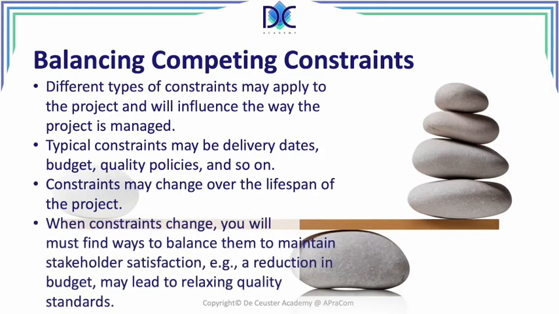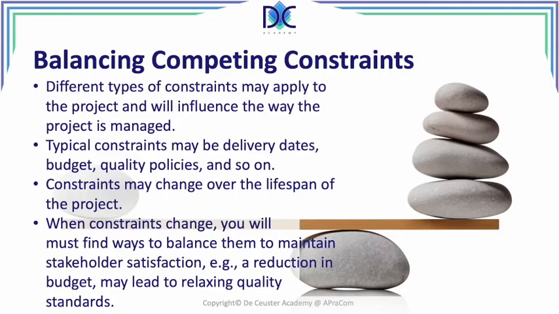When we look at constraints, we have to see how we can balance the different constraints, because we want to keep the stakeholders satisfied. We may have, for example, a reduction in budget. Somebody decided to reduce the budget, and that can have an effect on quality standards. When we have less money, we have less money to do things, and those may lead to relaxing quality standards.